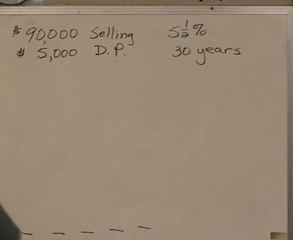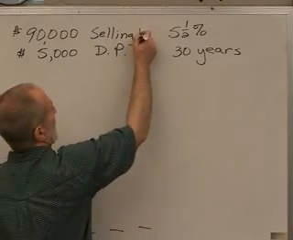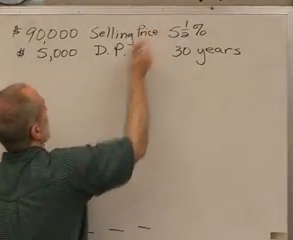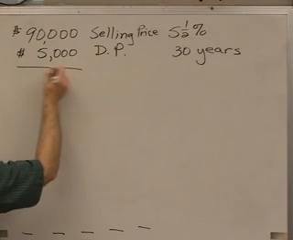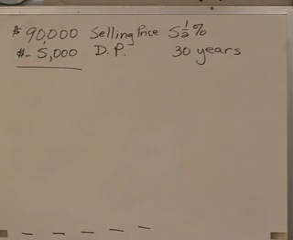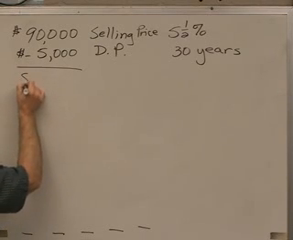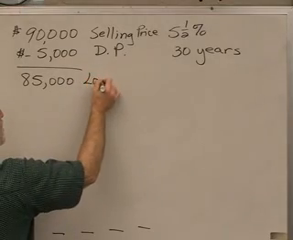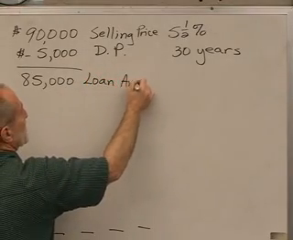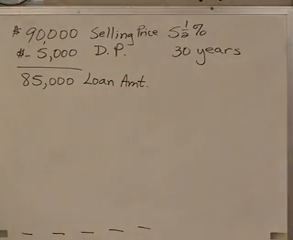But let's say we buy a home that sells for $90,000 and we put a $5,000 down payment on that home. Then we would subtract the down payment from the selling price, and that would mean that's how much we have to borrow. So we'd be borrowing $85,000. That would be our loan amount. That would be the principal amount of the loan.